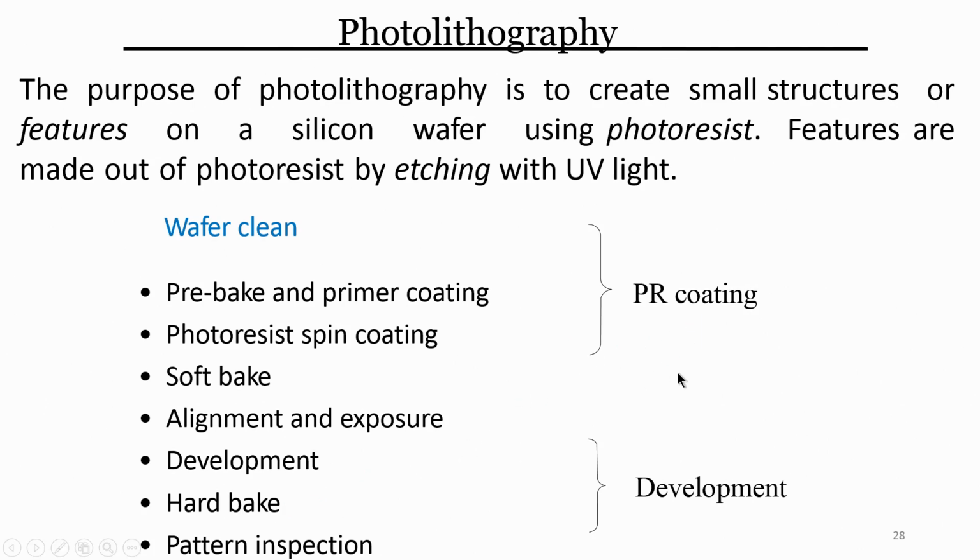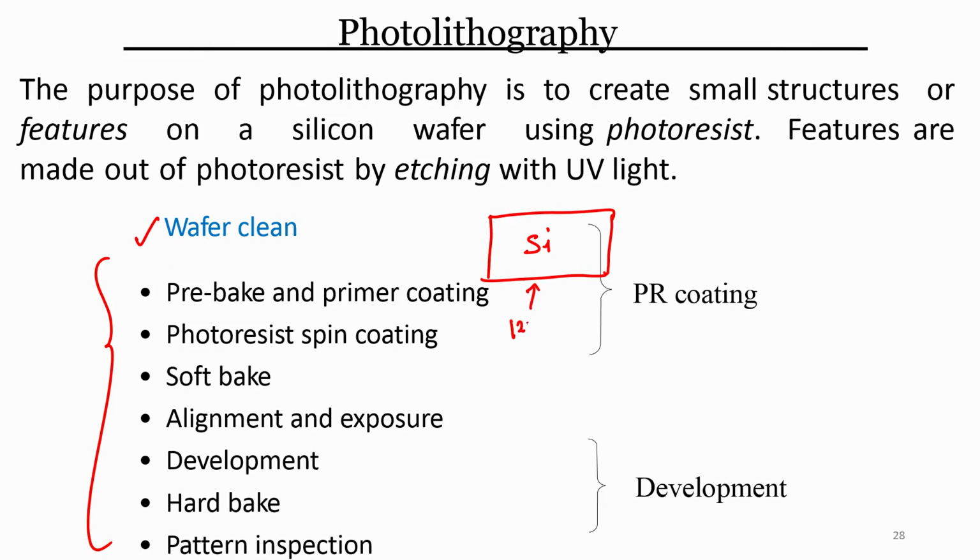So, let us understand now the process flow, so that you understand what exactly we mean by each step. First step is you take the wafer. I will take a wafer, I am drawing a cross section of it. Let us say it is a silicon wafer. Then I clean the wafer. After cleaning, I will heat the wafer or pre-bake the wafer at 120 degree centigrade, and then I will coat primer. A thin layer of primer is coated onto this wafer. This will improve the adhesion of photoresist.